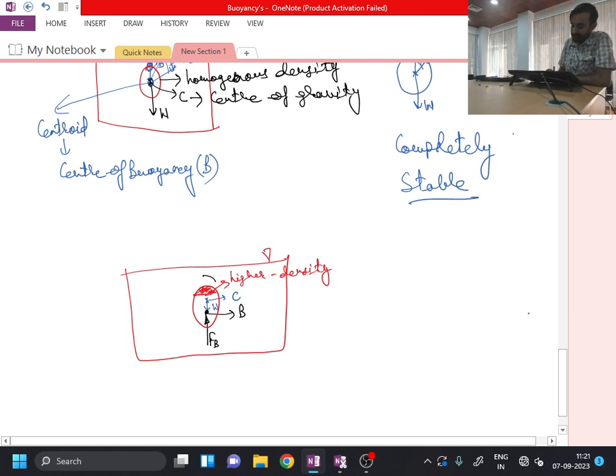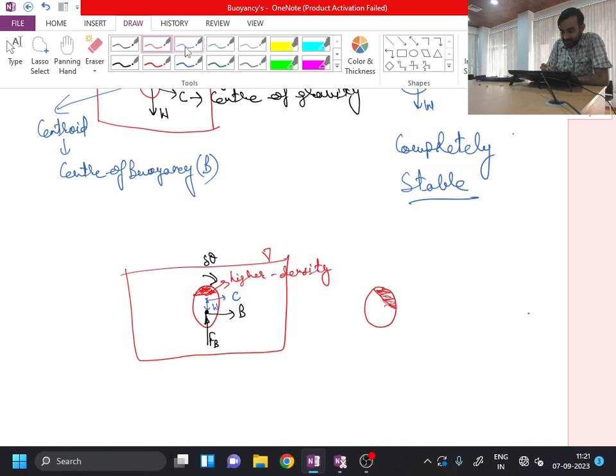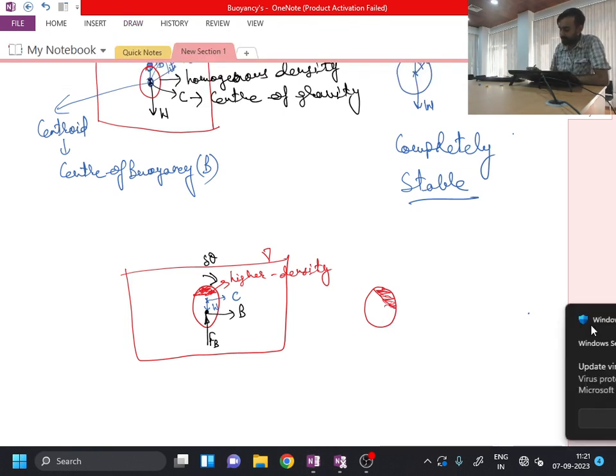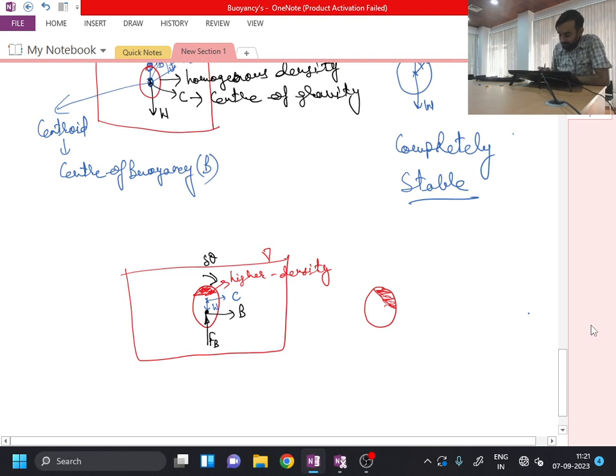Now if I displace this through a certain angle delta theta, I will find that with the new orientation my weight is distributed something like this. This is the high density portion now. So I can say that the center of gravity has shifted nearly in the rightward direction.